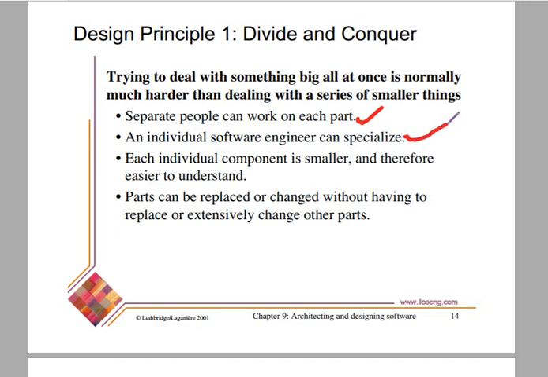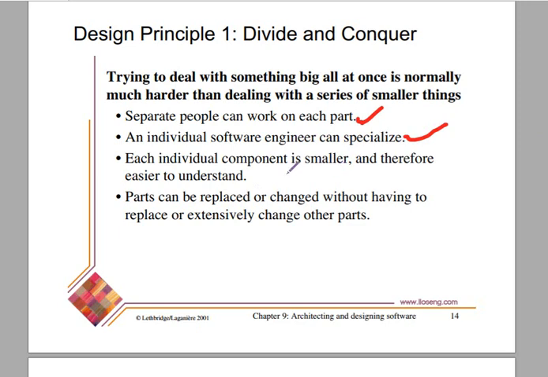Another benefit is that an individual software engineer can specialize. For example, if you're doing something on UI, that's your component, so you can become an expert of that. It is possible for someone to know everything about a small part of the system, but it is not possible to know everything about the entire system. You cannot be an expert of database, network, programming language and UI all at once. I know full stack developers are there, but still there would be a few parts which are not done by them.